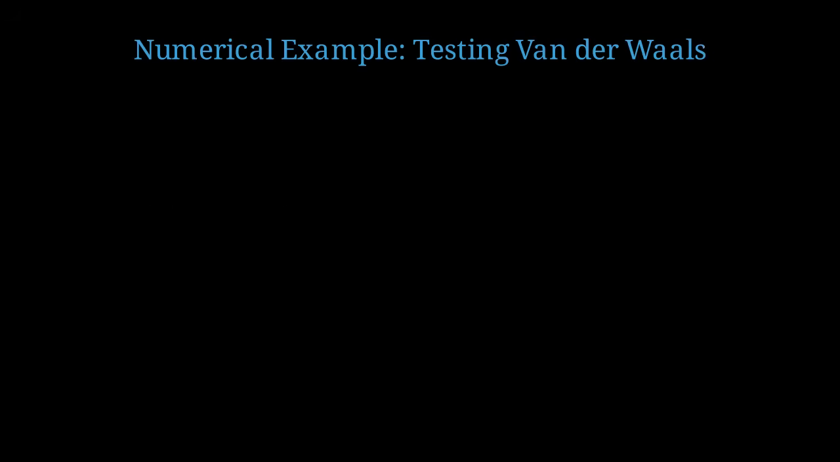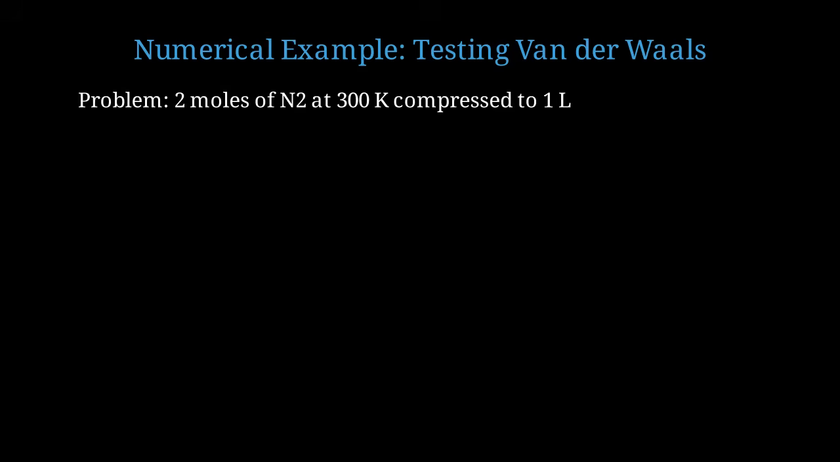Let's test the van der Waals equation with a numerical example and compare it to the ideal gas law. Suppose we have 2 moles of nitrogen gas at 300 Kelvin compressed into a 1-liter container. Calculate the pressure using both the ideal gas law and van der Waals equation. First, let's use the ideal gas law. P equals nRT divided by V. P equals 2 times 0.0821 times 300 divided by 1, which equals 49.3 atmospheres. This is the ideal prediction.